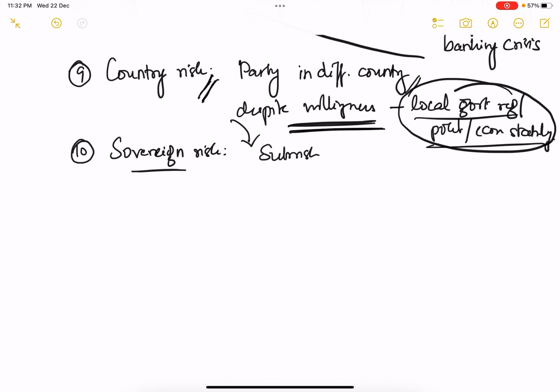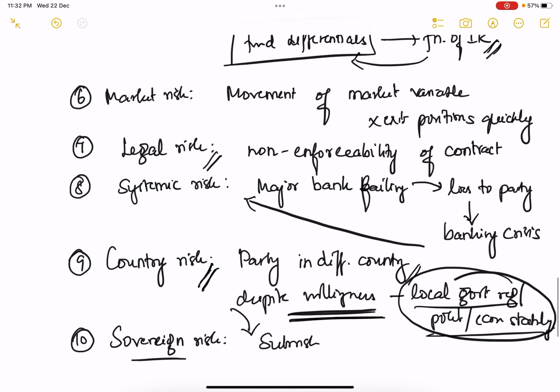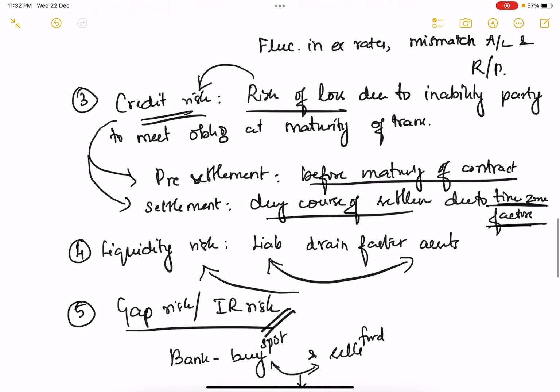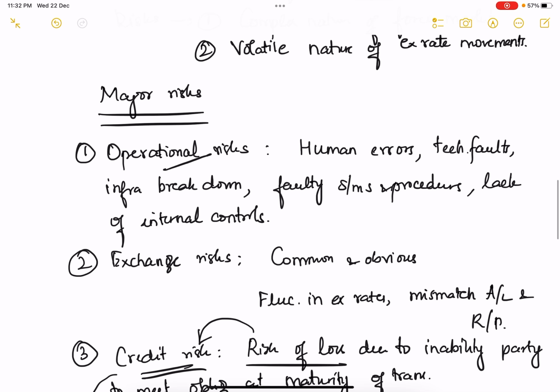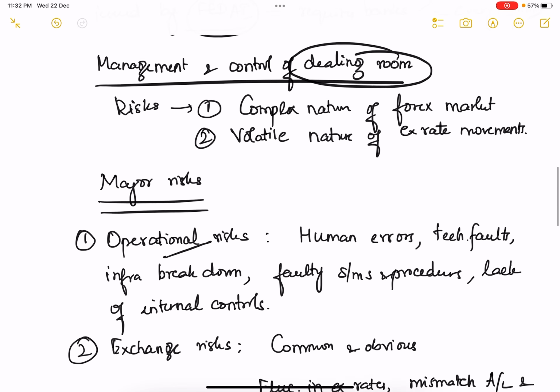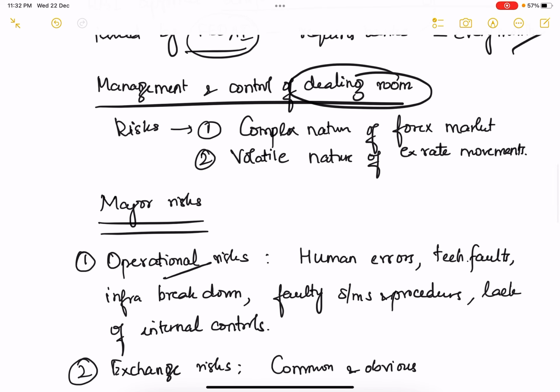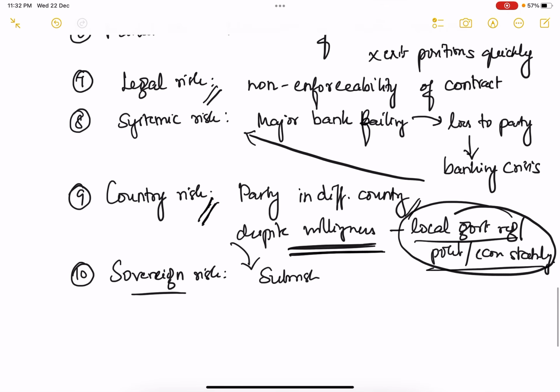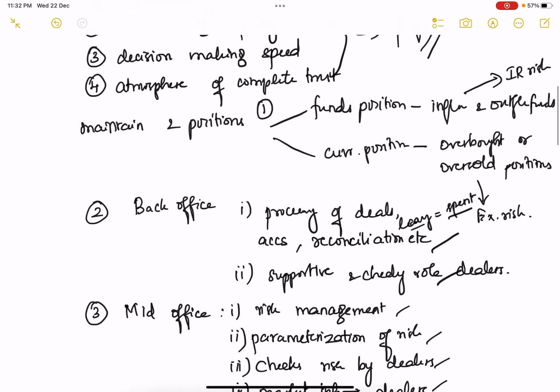So an accurate management control of the dealing room operations alone can cover the risks to bring the profit. So an effective management control of dealing room operations will help to mitigate all these risks, thereby providing profit from foreign exchange dealings. So there is a topic named risk management, which we will be dealing with further. There we will learn about these risks in detail. So I have given an overview of all the risks today.